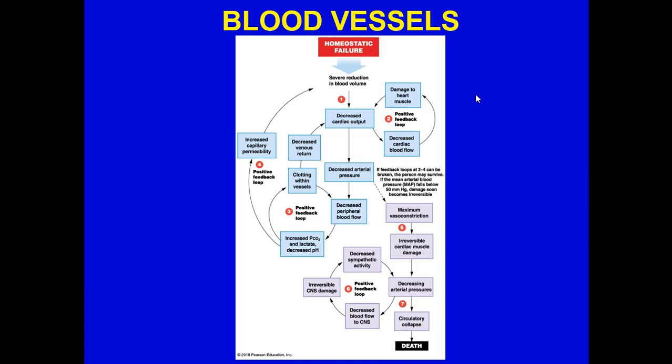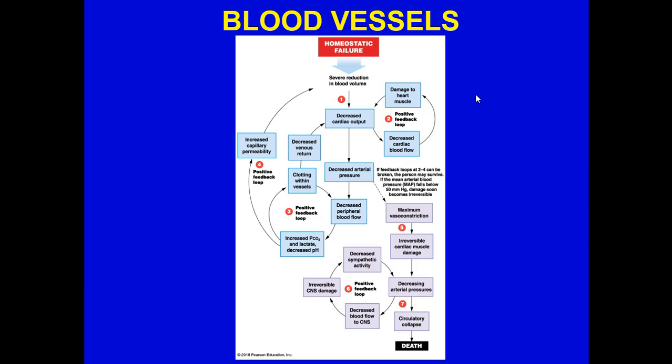Because what's also going to happen is with the increasing amounts of CO2 and lactate and the decreasing pH, you're going to start having clotting within the vessels. Clotting within the vessels is going to decrease peripheral blood flow, yes. It's also going to decrease the venous return, which means even more decreased cardiac output.